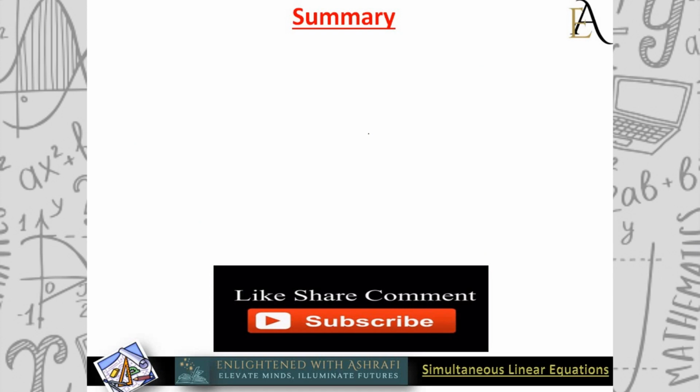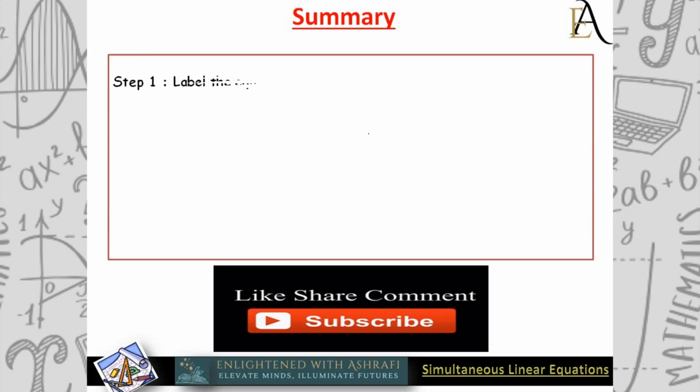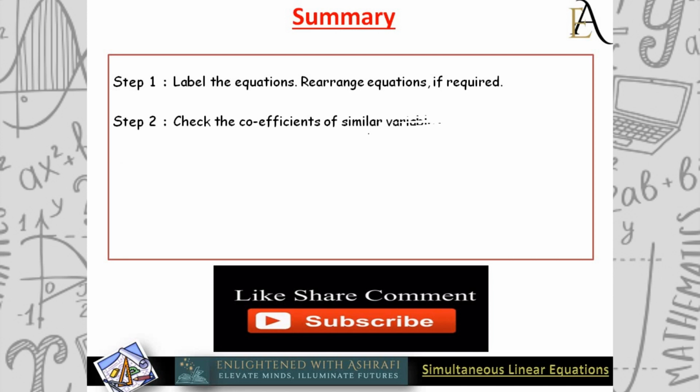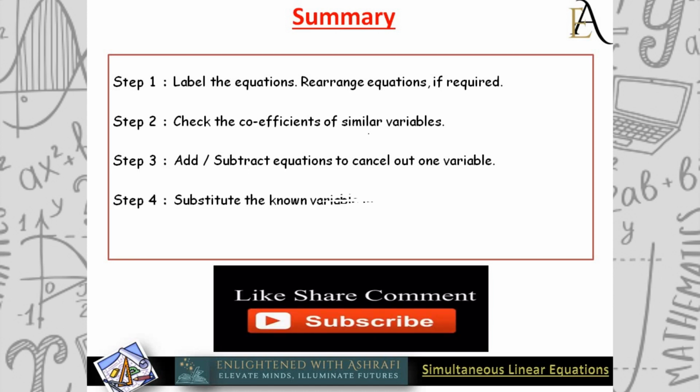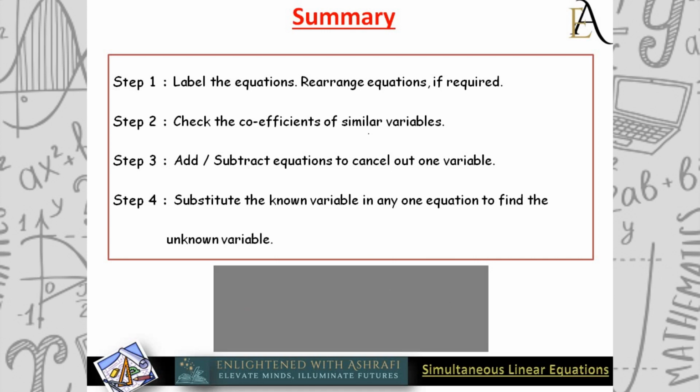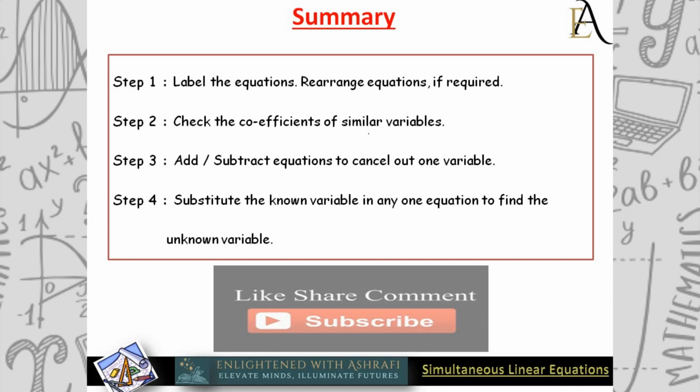So, summary: first step is to label the equations, rearrange equations if required as we did, then check the coefficients of similar variables, whether you want to multiply or divide on the basis of that, then add or subtract equations to cancel out one variable as we did, and then when you get one variable, you have to find the other unknown variable. These are the steps you have to follow: step 1, step 2, step 3, step 4. If you follow these steps properly, you'll be able to find the answers without any issues.